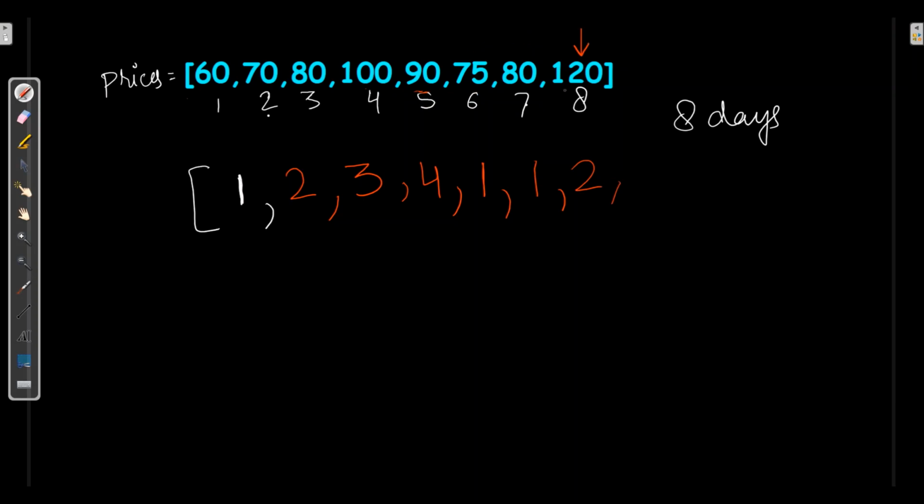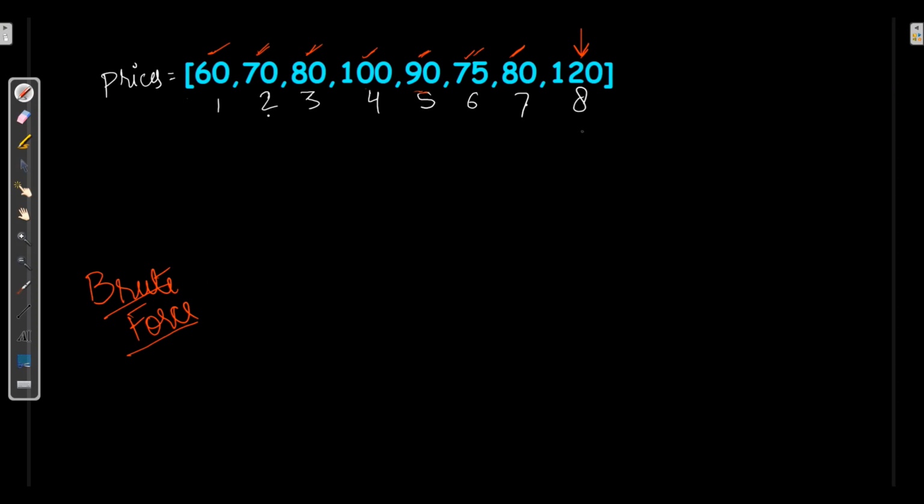Then for the 8th day, the prices before 120: 80 is less than, okay, 75 is less than, 90 is less than, 100 is less than, 80, 70, 60. These all prices are less than 120. So here the span will be 1 plus 2, 3, 4, 5, 6, 7 and 8. So the span will be 8. This is how we will calculate the span of stock prices on these particular days. But how can we calculate it? Let's understand this with the help of brute force. Here what did we do?